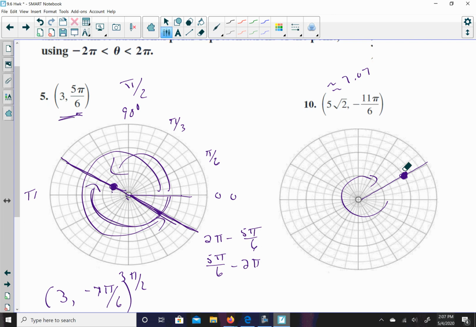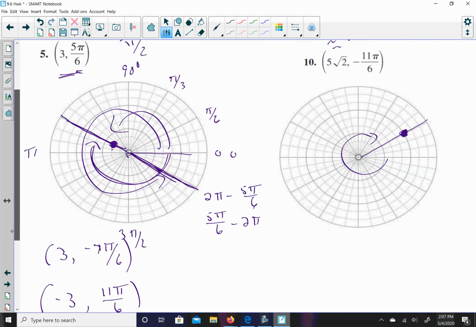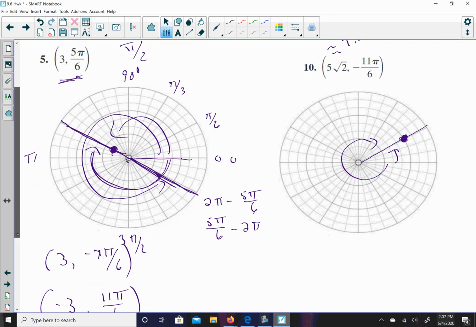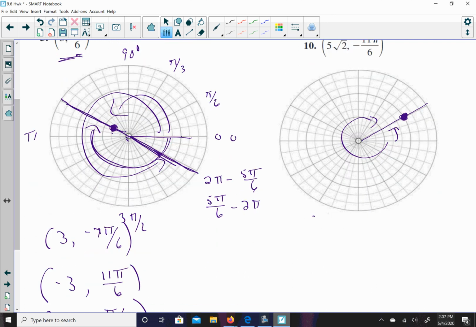All right, so that's my plot. Now, this went negative 11 pi over 6. If I would have just done this angle here, that would have just been pi over 6. So I'm going to have 5 square roots of 2 and then pi over 6.